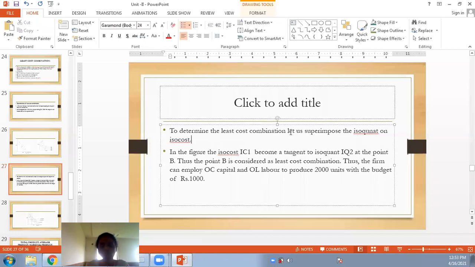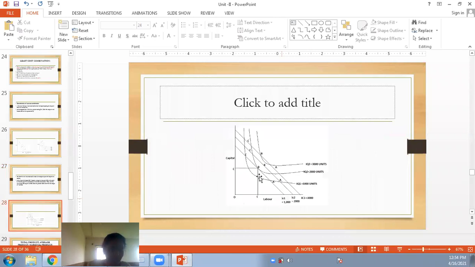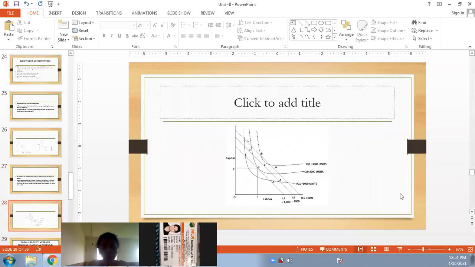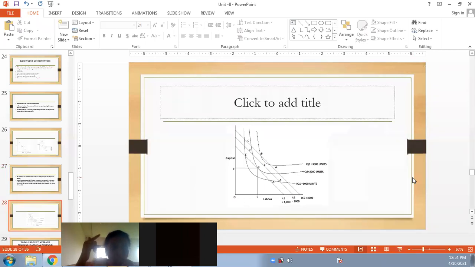To determine the least cost combination, let us superimpose the iso-quants on iso-cost. In the figure, iso-cost IC1 becomes a tangent to IQ2. See here, IC1 is becoming a tangent to IQ2. Ma'am, if we get more than one point? If we get more than one point, then we can take any, and it will never happen. That is what we said under the properties of iso-quant: by using the same combination, it is never possible to get different outputs. So such an issue will never arise here.